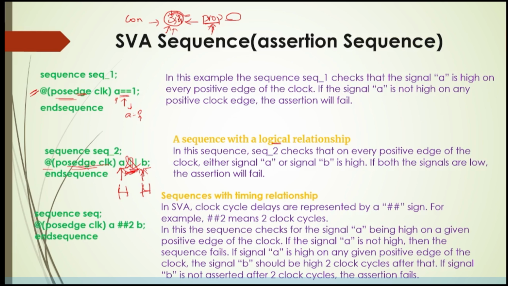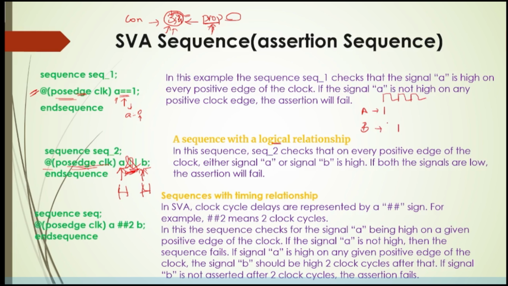So all this you can do, right? Now sequence with timing relationships, this is really important. So basically you have a logic where, for example, you have two inputs a and b, and after a is high, then after one clock cycle the b should be high.